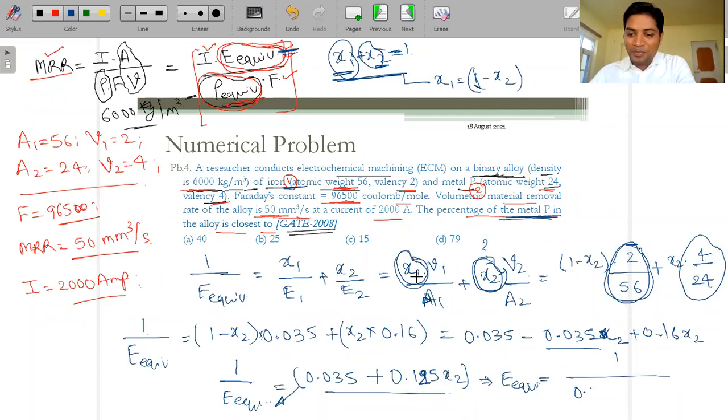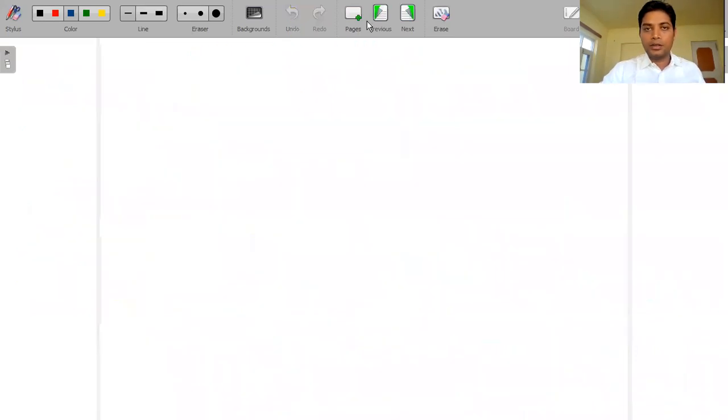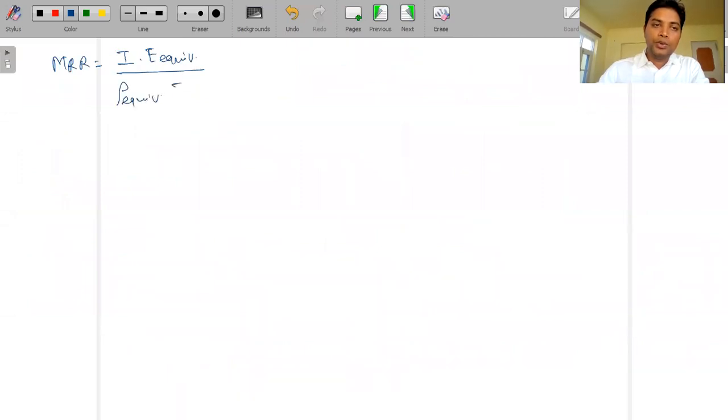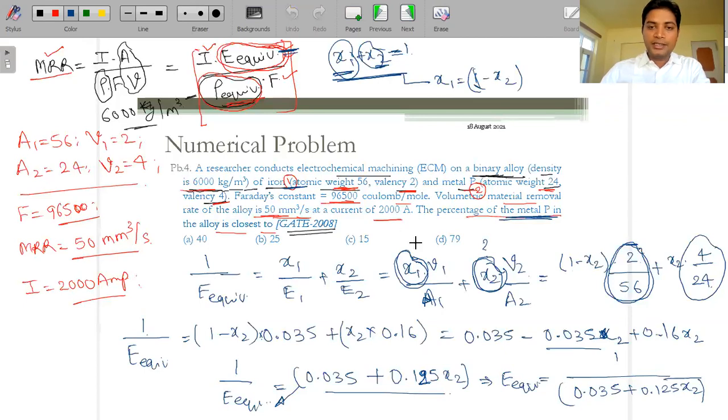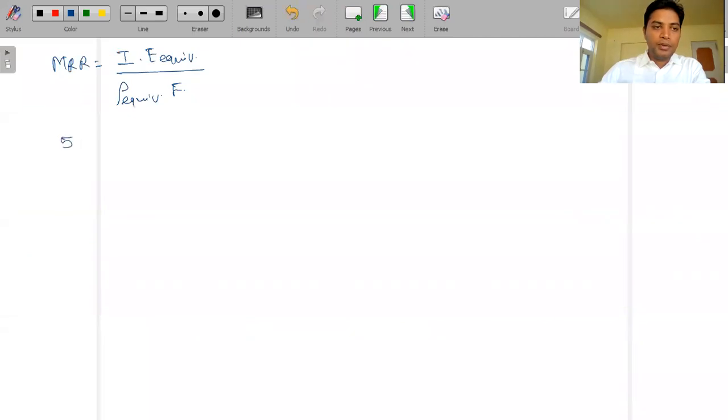Okay guys, so this is what you are getting: the equivalent value will be equal to 1 by 0.035 plus 0.125 into x2. So just put this value over here. Let's take a new page. The material removal rate will be equal to I into E equivalent upon rho equivalent into F. The material removal rate given to you is 50 mm cube per second.